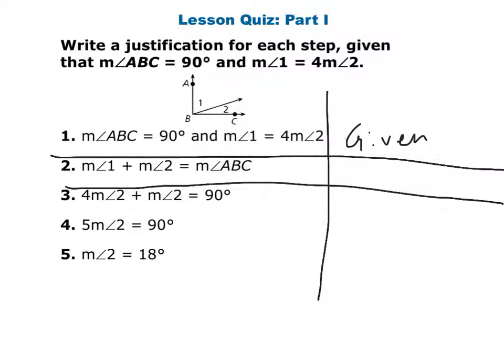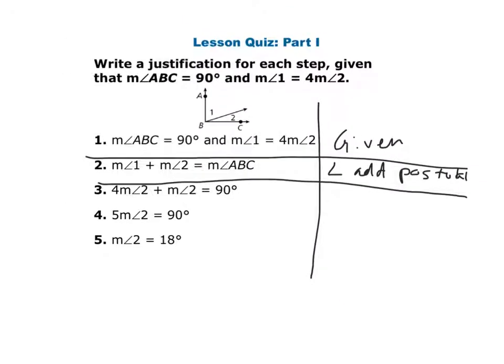We have the measure of angle 1 plus the measure of angle 2 is equal to the measure of angle ABC. We have two angles that add to give you the whole angle. This was a postulate, so it's the angle addition postulate. So just think, you're adding the angles to get the whole one, so it's angle addition postulate.